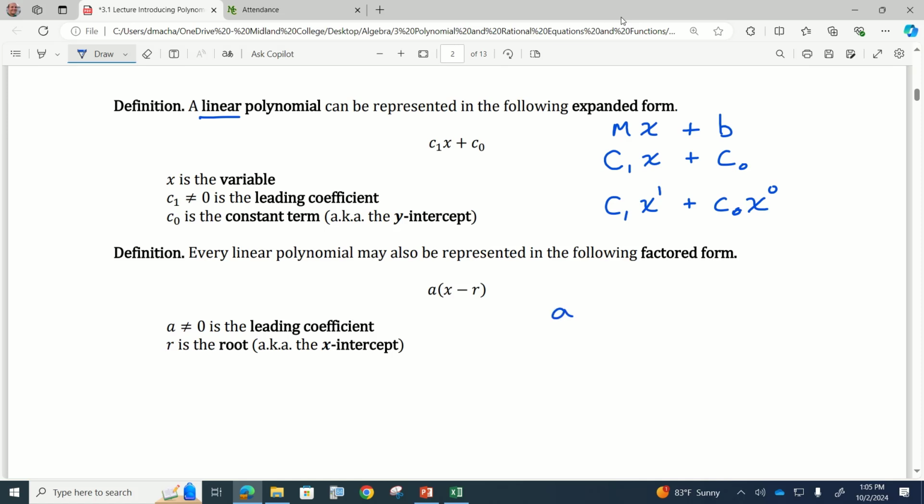And every linear polynomial can also be represented in this factored form, where this time I'm saying a is the leading coefficient. And in factored form, you get to see what the root is. So the factor looks like, for instance, x minus r for whatever that root is.